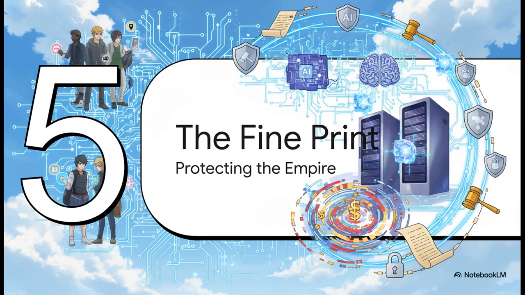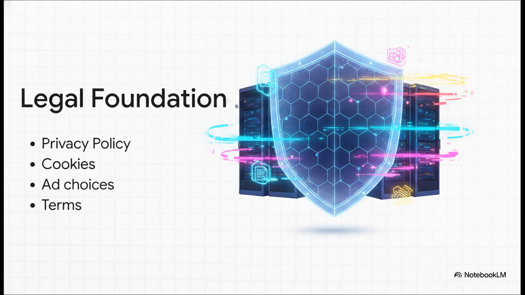Finally, when you have billions of users, physical hardware, AI, and a massive advertising engine, you need some serious protection. Let's look at Section 5, the fine print, Protecting the Empire. At the end of the text block, there is an extensive list of corporate documentation. This reveals the incredibly complex realities of operating at this kind of scale. They're managing everything from tracking user behavior via cookies and ad choices to navigating incredibly strict regulatory environments, which is highlighted by the specific inclusion of consumer health privacy. It is essentially a massive legal shield.